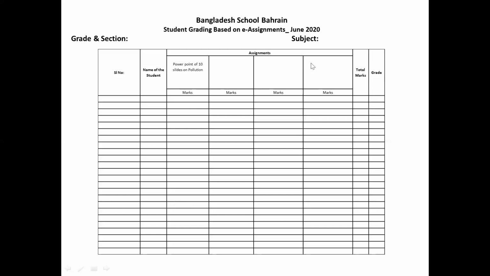And here you have to mention the assignments. Note here, I have put 4 columns, column 1, 2, 3, and 4. During this term, you may have given many assignments to students, that may be more than 4. If it is more than 4, what you can do is in one column, you may combine 2 assignments.